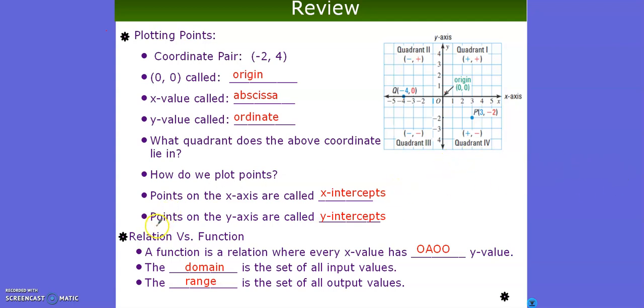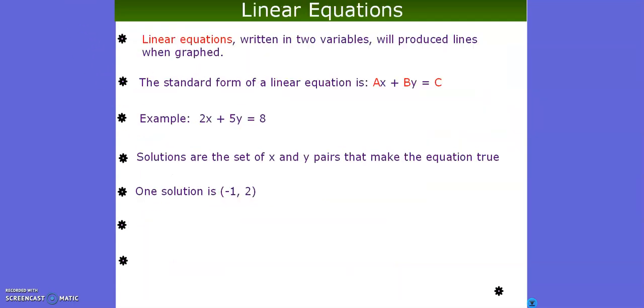Remember, a relation is just a set of ordered pairs, but a function is a little more special in that every x value has one and only one y value. Domain is your set of all the inputs or the x values. The range is the set of all your y values. A linear equation is one that's written in two variables, and it will reproduce a line when graphed. So this is, if you remember, what we talked about in our last section on literal equations, y equals mx plus b. This is going to give us a graph.